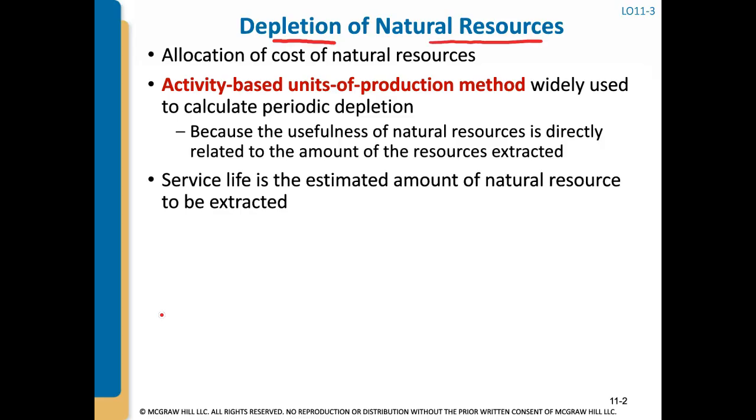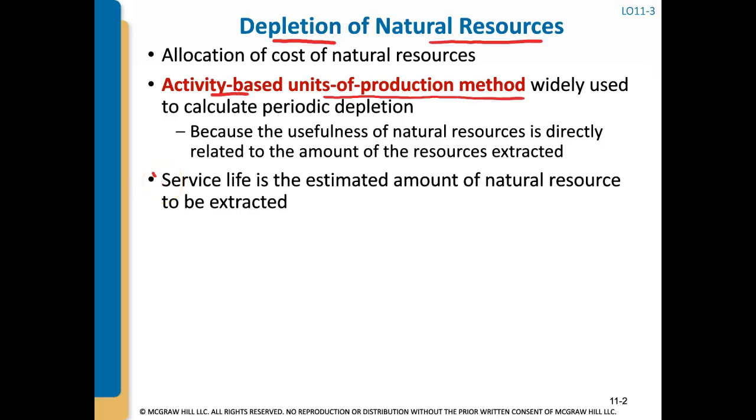So the natural resources are really taken from the ground, and typically when you do depreciation, many times you have a useful life or service life. You don't have that for a natural resource. So typically for natural resources, we use an activity-based depreciation method, and that is the units of production method, which we have covered in previous videos.